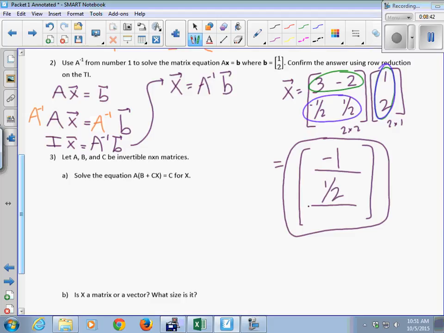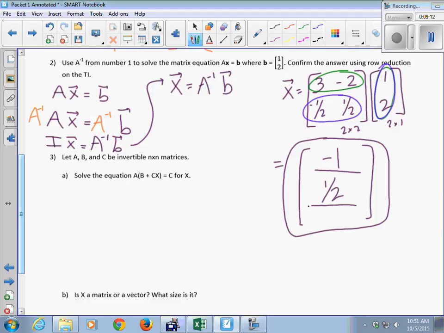Okay. So I've got A, B, and C are all invertible n by n matrices. So they're square. The dimensions are n by n. So I want to solve this equation for x: A times (B plus CX) equals C. So it's the exact same general properties that you can do when you're solving any equation. Do the same thing to both sides, trying to get the x by itself. You just have to be careful with the matrix multiplication not being commutative.